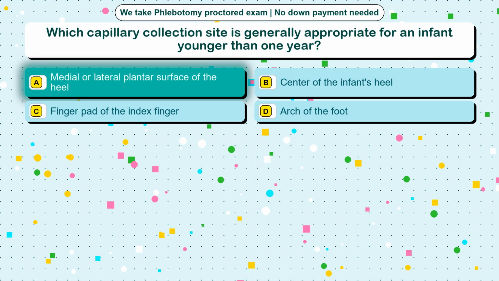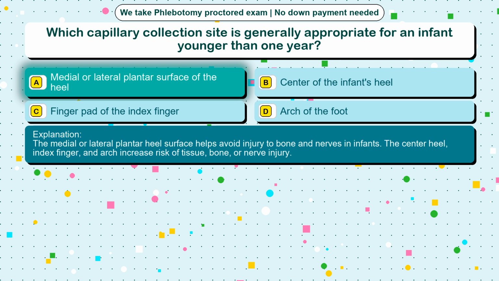Medial or lateral plantar surface of the heel. The medial or lateral plantar heel surface helps avoid injury to bone and nerves in infants. The center heel, index finger, and arch increase risk of tissue, bone, or nerve injury.